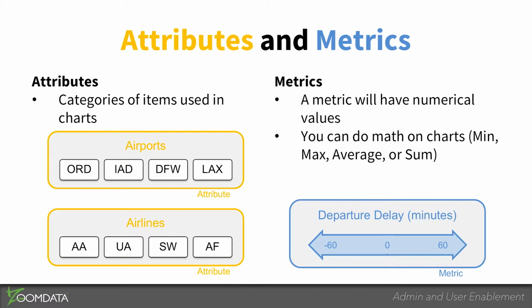They are essentially a field that carries a bunch of items that you can use to compare against one another or group by them. For example, the airport attribute might have items O'Hare, IAD, Dallas-Fort Worth, and LAX. The airlines attribute might have American, United, Southwest, etc.